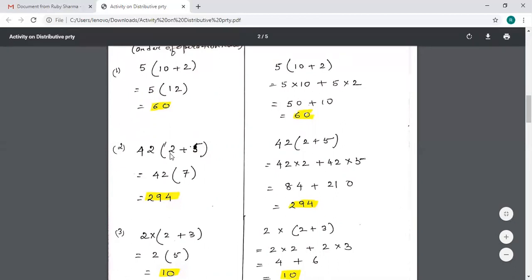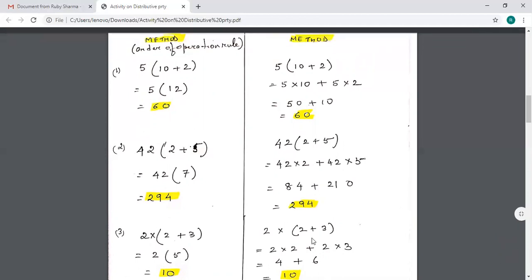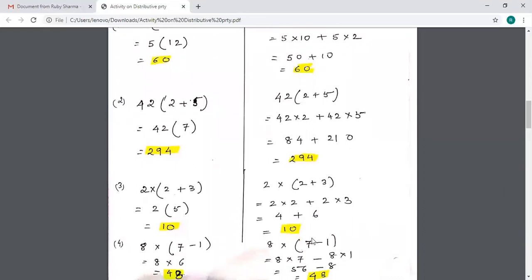Similarly here, 42 into 2 plus 5, this is not the distributive method. This is the simplification method. And this is the distributive method. And yet we arrive at the same answer using this method. So 42 into 2 plus 5 is 42 into 2 plus 42 into 5. Similarly is the next one. The same thing holds for subtraction also.